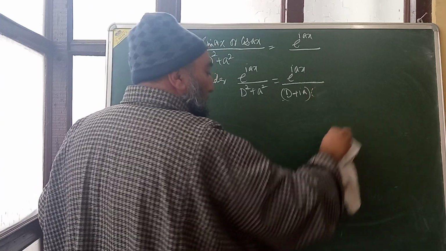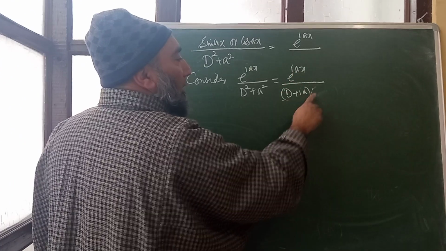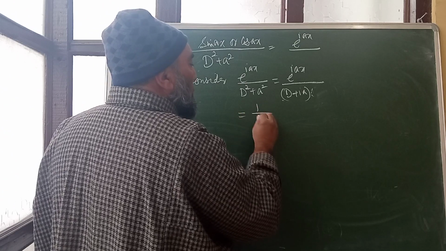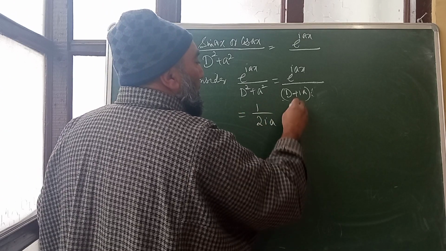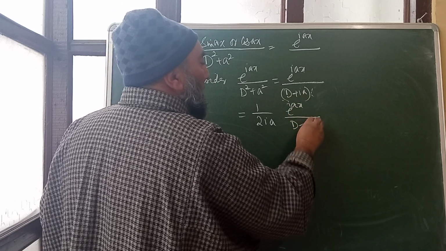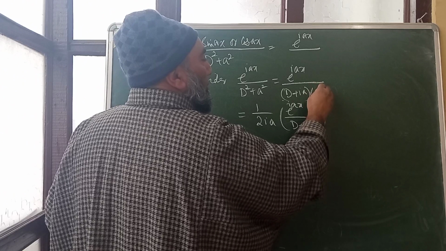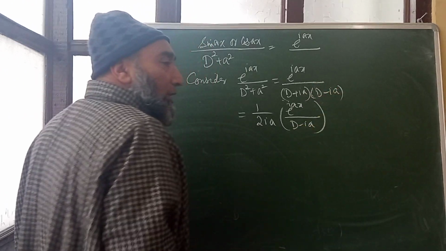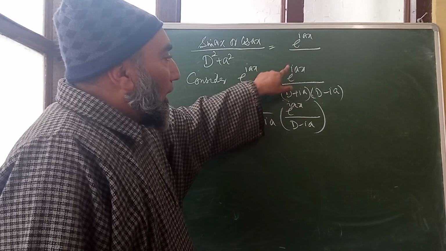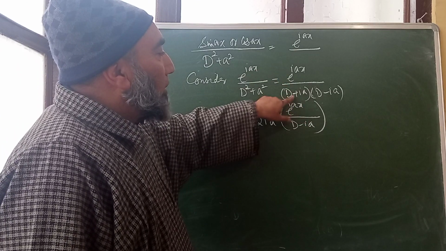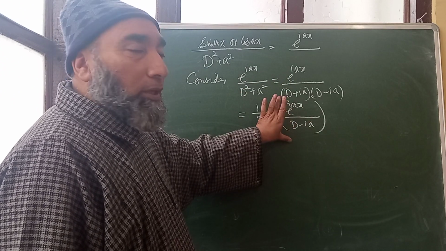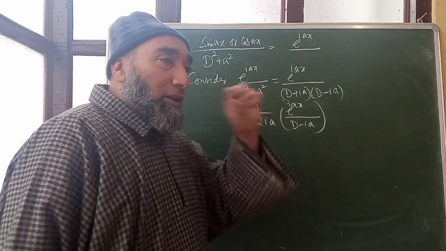What is the rule for this function, e to the power iax upon D plus iota a? I have to replace D by iota a. So this will be 1 by 2 iota a e to the power iax. But I have one more factor. What is that? D minus iota a. In the factor which is not vanishing, I am substituting. I am using rule 1. I am replacing D by iota a. I have 2 iota a. For the function which vanishes, I am keeping it like this. And for that function, I have a case of failure.